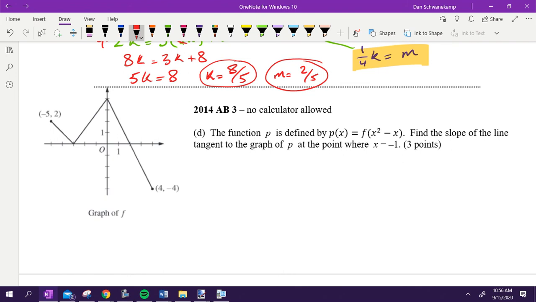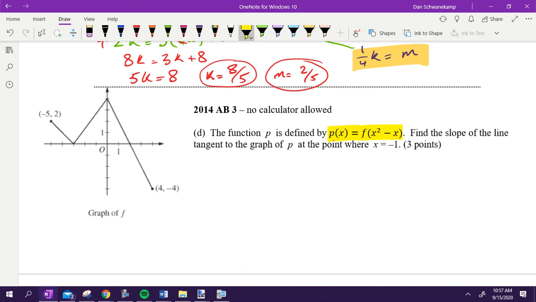Okay, if there's one question that I guarantee will be on the AP exam in some fashion, it will be a question like this one. Okay, this is from 2014. They've only done it more since then. The function p is defined by this equation. Okay, p of x equals this thing. Find the slope of the line tangent to the graph of p where x is equal to -1.